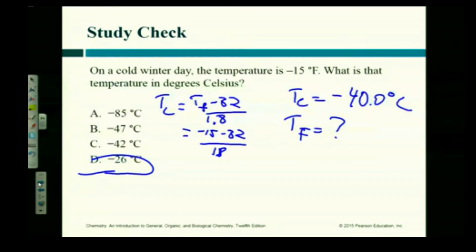So what's the equation? Temperature Fahrenheit equals what? 1.8 times temperature Celsius plus 32, right? So negative 40 times 1.8 is negative 72. Did I do that right? Yeah, that's right. Negative 40 times 1.8 plus 32. So it's negative 72 plus 32 gives you negative 40, right?